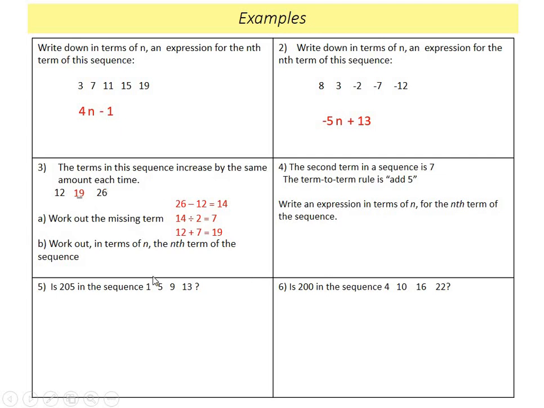So now I can work out the nth term of the sequence. The difference I worked out was 7. I multiply that by n, and then to get from the number 7 to the first number in the sequence, which is 12, I need to add 5. So 7n add 5.